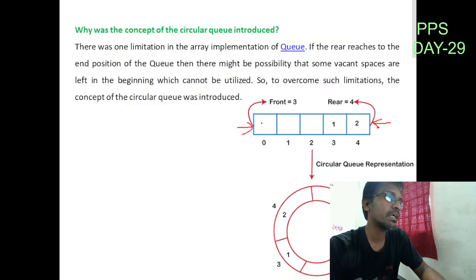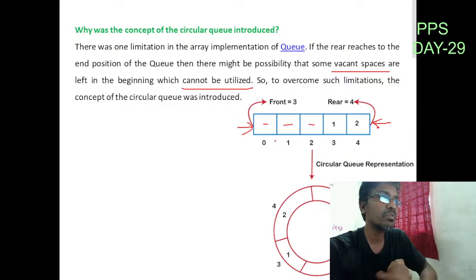While deleting elements from the queue, the front end will become empty. For example, you delete the first element, second element, third element, and so on. Then I get some empty boxes here, some vacant spaces left in the queue, and these vacant spaces can't be utilized.